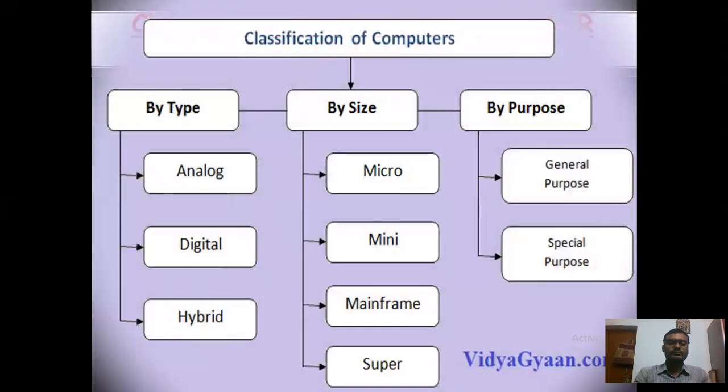Now coming to the classification of computers. We can classify the computers by the following three categories. By the type, means on the basis of principle of working, we can classify the computers into analog, digital, and hybrid. Second, we can classify the computers on the basis of their size and configuration. According to the size and configuration, it is microcomputer, mini computer, mainframe computer, and supercomputer.